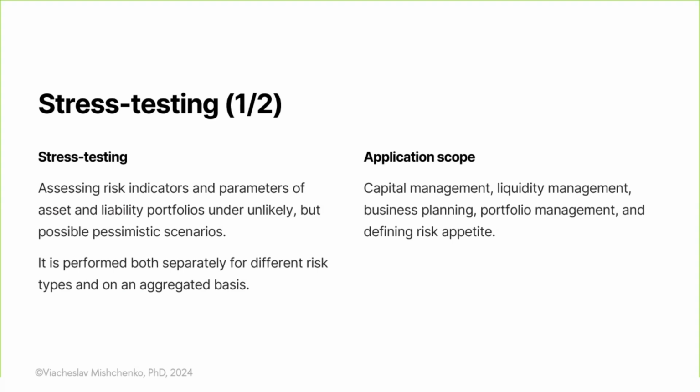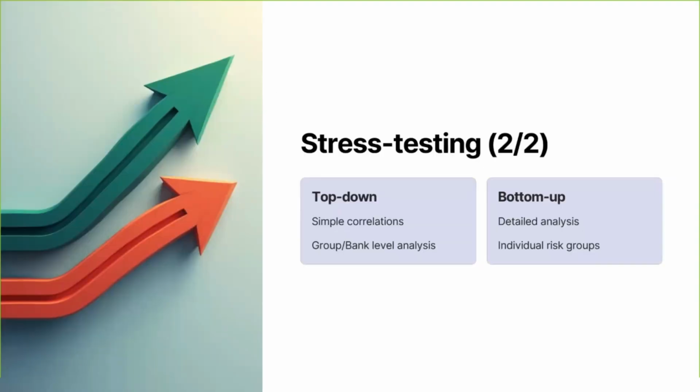When implementing this method, we typically run both top-down tests, looking at the entire bank, for example, and bottom-up tests, focusing on specific portfolios or even risk types. And here stress tests are as much an art as part of the science. The challenge may be in creating scenarios that are severe enough to be meaningful, but at the same time plausible enough to be taken seriously. So as I told you, there are two approaches, top-down and bottom-up.